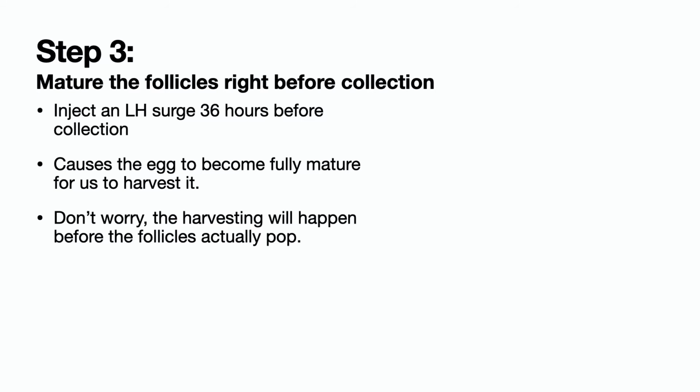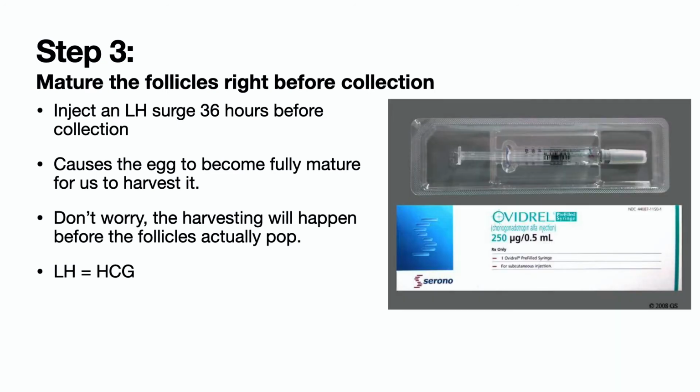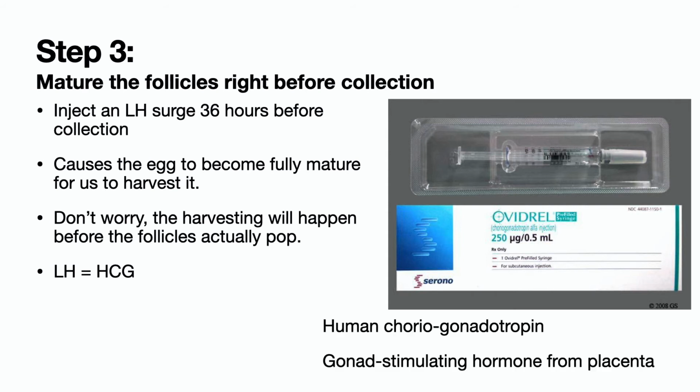Now, it turns out for pharmaceutical reasons, we actually inject HCG instead of LH. And this is fine, remember, because LH and HCG are virtually interchangeable in terms of their effects. So that HCG surge that we inject is going to be just like a natural LH surge, and it's going to trigger those follicles to enter the final stage of maturity. And remember that HCG is a peptide hormone, so it also has to be injected. It looks like this. And let's just take this moment right now to review why it's called HCG. It stands for human choriogonadotropin. Long name, but it just means gonad-stimulating hormone from the placenta. It's a gonadotropin, just like LH and FSH, but it's from the placenta, which is why it has chorio in the name.